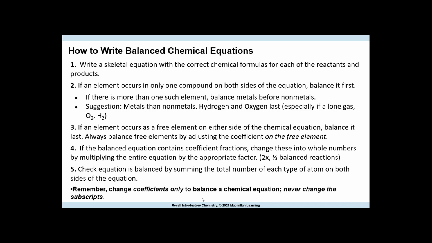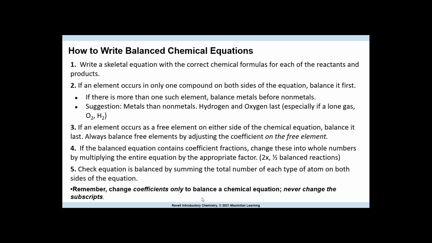So here you write a skeleton equation with the correct chemical formulas for each of the reactants. If an element occurs in one compound on both sides, balance it first. That tends to be metals, then nonmetals. Hydrogen and oxygen tend to be last because they tend to be the diatomic lone gas. If an element occurs as a free element on either side, balance it last. That will be the key to tying everything together.